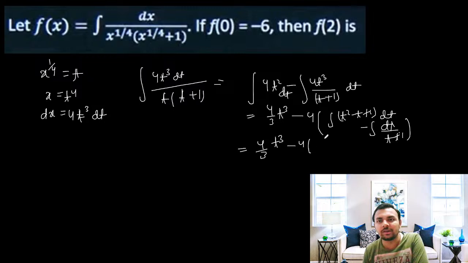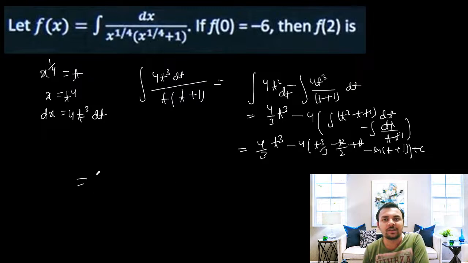Yes, so from here we are having 4 by 3 t cube minus 4. If you see, it is t cube by 3 minus t square by 2 plus t, and this is minus ln t plus 1 plus c, and 4 is overall. So overall we are getting f of 0. We are told f of 0 is minus 6. So in place of x to the power 1 by 4 we have written t.